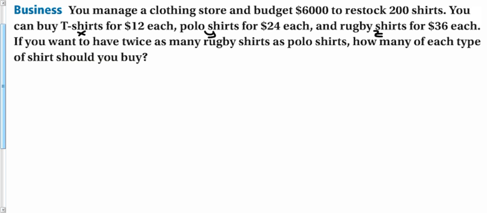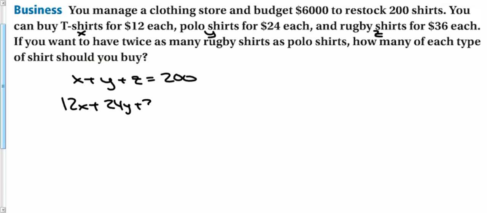So we know that first that we want 200 shirts. So x plus y plus z is going to be equal to 200. Okay. We then can budget 6 grand. So 12x plus 24y plus 36z is equal to 6,000. And my final equation says you want to have twice as many rugby shirts as polo shirts. Okay? So that means if I want to look at polo shirts, okay, I want twice as many rugby shirts as polo shirts. So if the number of polo shirts, I just need to take that and multiply by 2. So there's my equation.